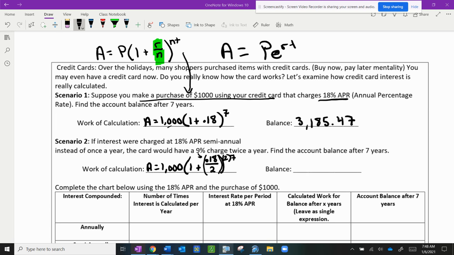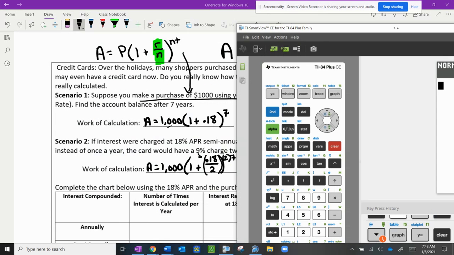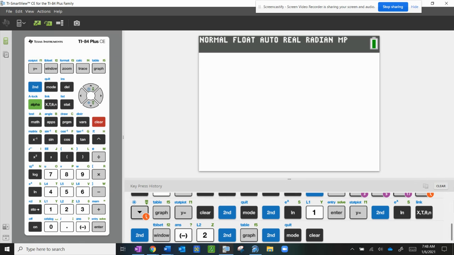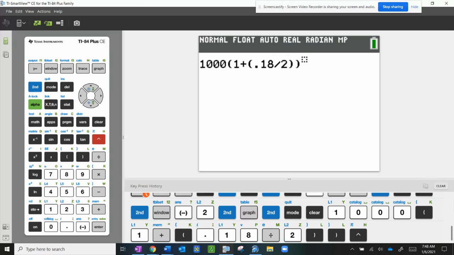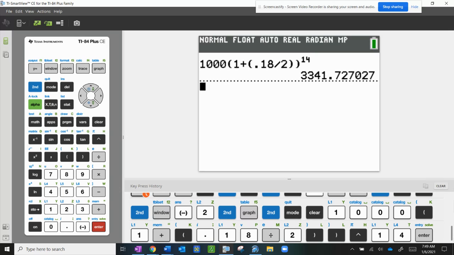And so I might show you how I would plug this into my calculator. I'm going to do 1,000, parentheses 1 plus another parentheses 0.18 divided by 2, because it's going to happen twice a year this time. And then I'm going to end my parentheses, and then raise that to the 14. And then there's my answer. So it's $3,341.72.